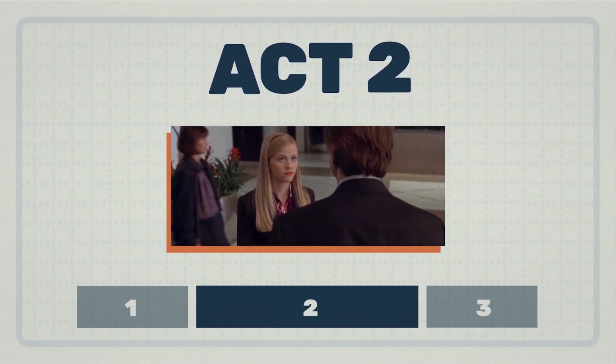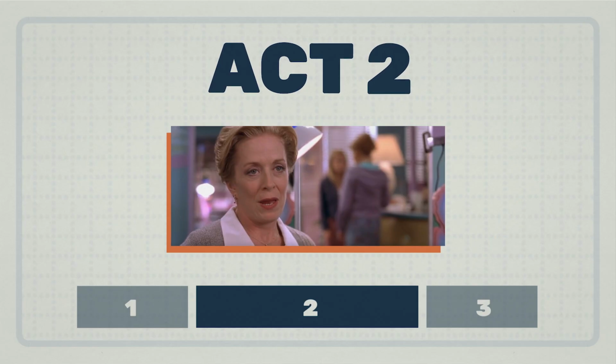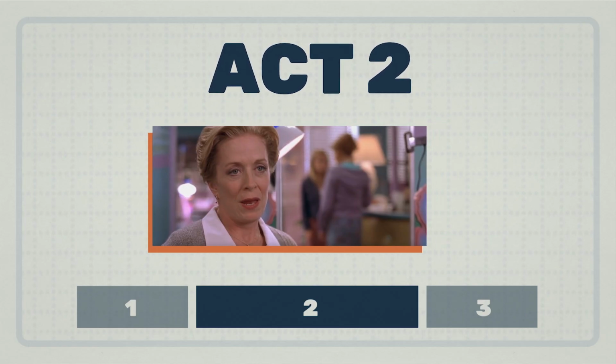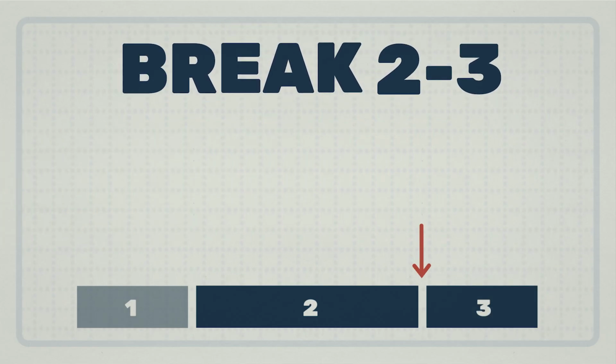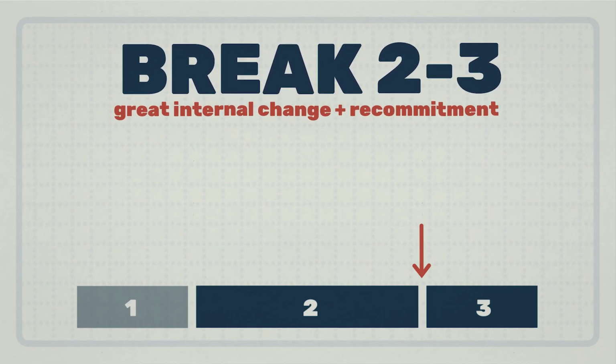In her lowest moment, Elle receives advice from one of her teachers, which leads her to her epiphany near the end of Act 2. In the break between Act 2 and Act 3, the protag undergoes a great internal change and recommits to their goal.